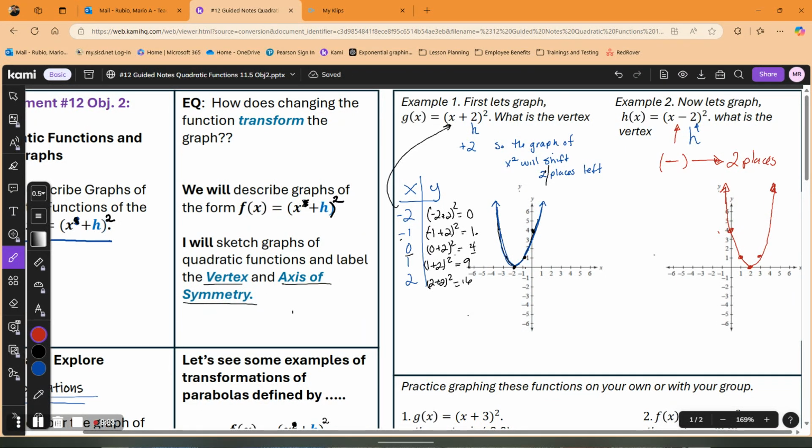If you're not sure about the points, you can always do the table. Making the table always works every single time. That should be enough to graph. -2 minus 2 is 0. -1 minus 2 is -3, squared is 9. 0 minus 2 is -2, which is going to be 4. So see, -2, 9 is way up here.